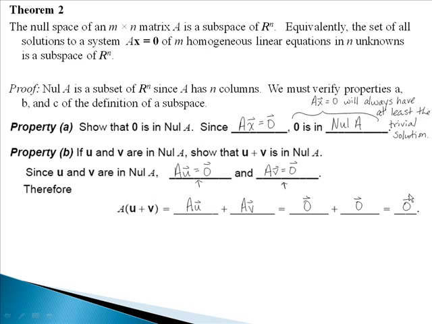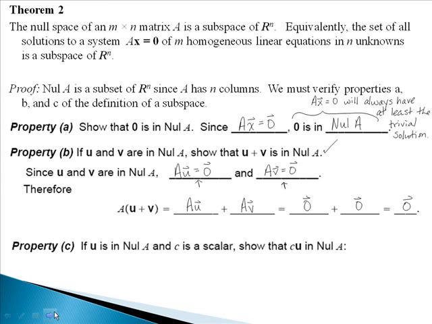So then we see that U plus V is in the null space of A, and so the null space of A is closed under vector addition. Our last property, property C, we're checking to see if the null space is closed under scalar multiplication.